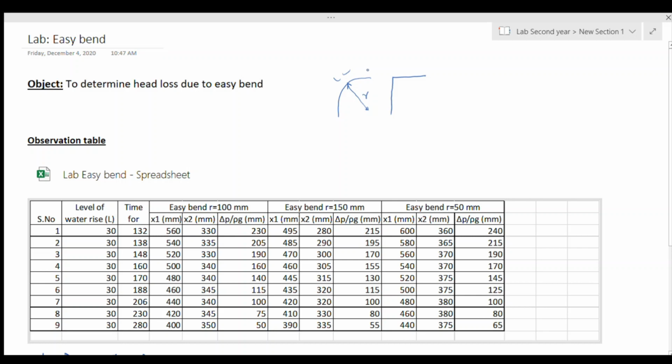Now let's say the length is L, and this length is given to us. If we had a straight pipe of the same length L, then there would be losses in it, and those losses would be due to major loss, that is, frictional loss only. But now that we have a bend, and the length of the pipe is the same, there would be frictional loss, but an additional loss would be due to minor loss due to the bend. So that's what we are going to find out.